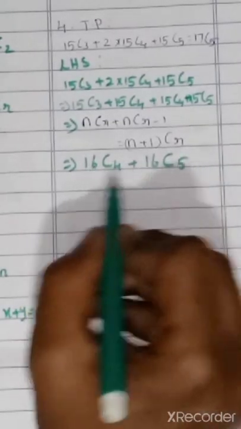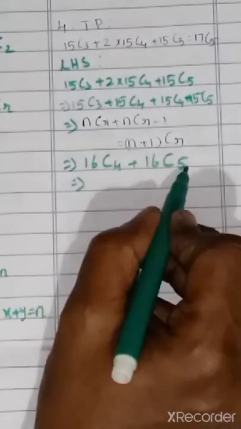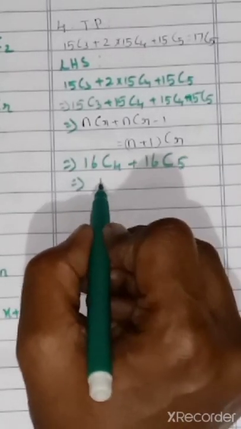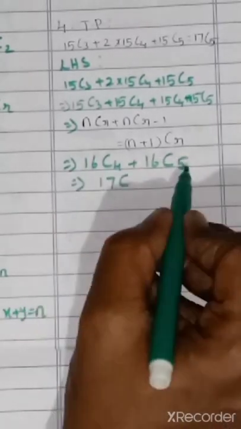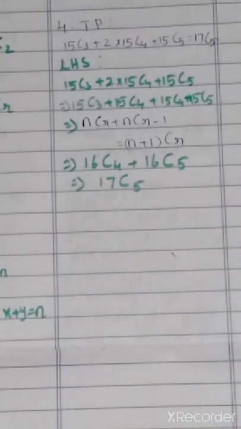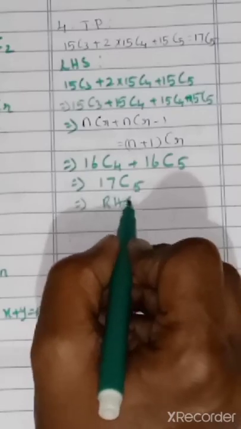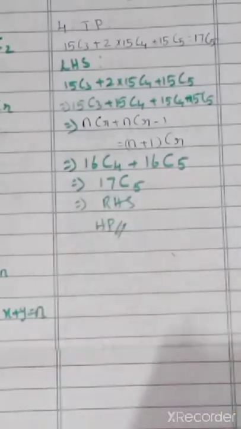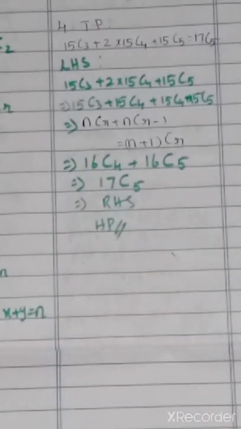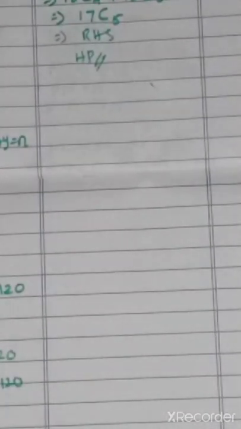Again, these 16, 16 are equal, 4, 5 consecutive numbers. So we can write this as 17C, bigger number is 5. So 17C5, that is your right hand side. Hence it is proved. Okay, so we used the property and we got the answer.